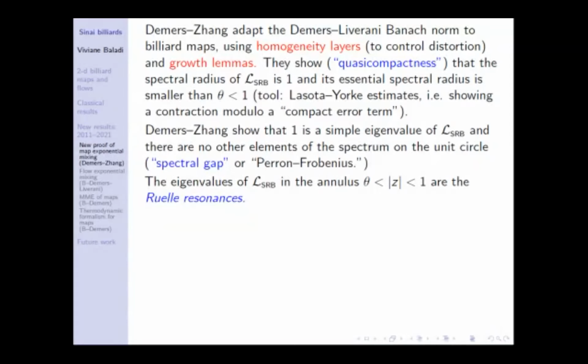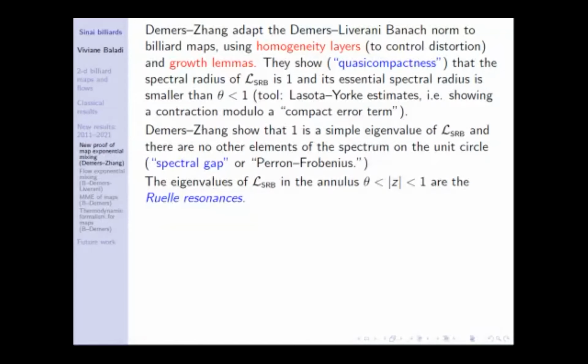And then there's another problem due to the singularities: this generates a lot of complexity when you iterate. And so you have to show that the hyperbolicity is strong enough to counterbalance the complexity. And this is what people call growth lemmas. So these are the technical parts.